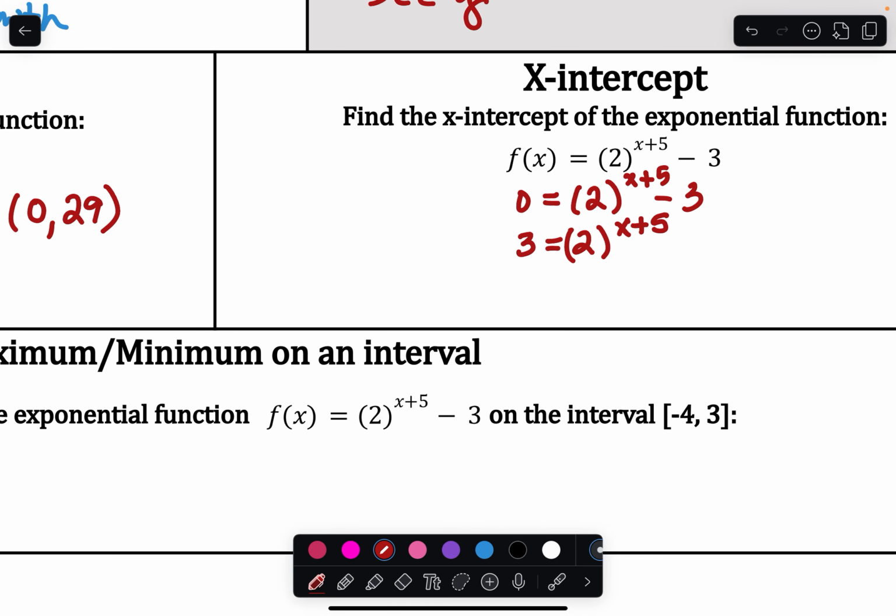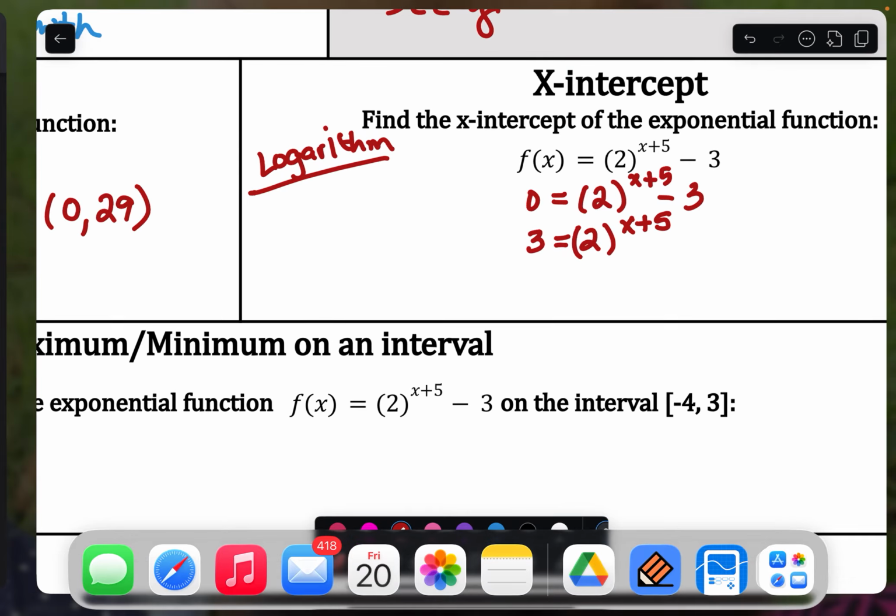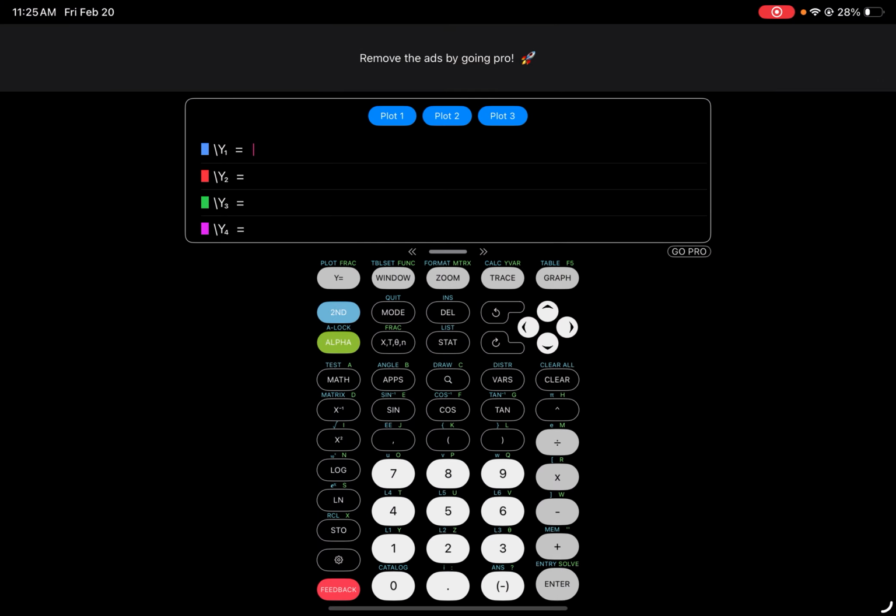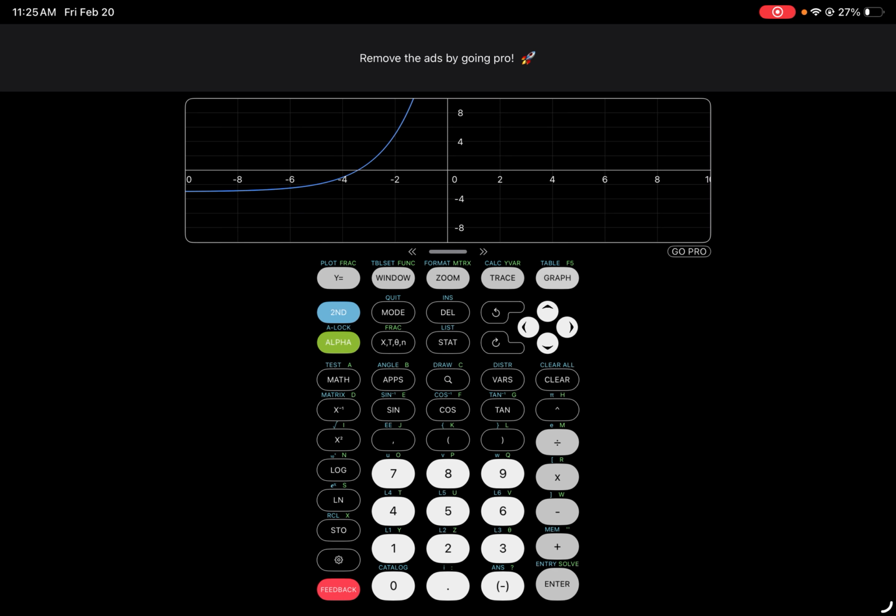But at this point, we need something called a logarithm, which will help us solve for the exponent. So instead of using logarithms at this time, I'm going to show you how you can do this in your calculator. In your calculator, you will have a TI-84, but I have this emulator here. We have 2 to the power of x plus 5, and then minus 3. Okay, you'll graph your function. You've got that right there.